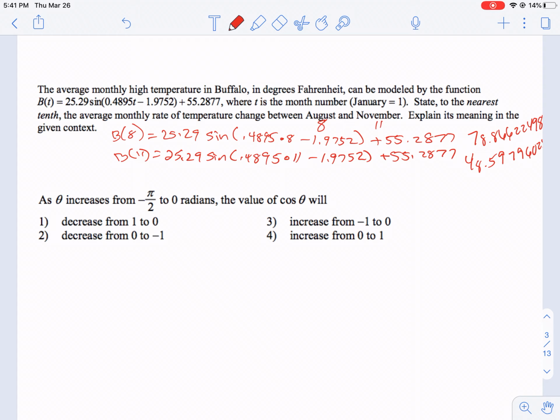Alright, so I have to subtract those. Minus. It said to the nearest tenth, so when I subtract them to the nearest tenth, I get 30.3.